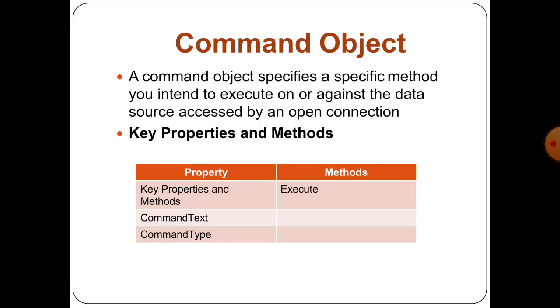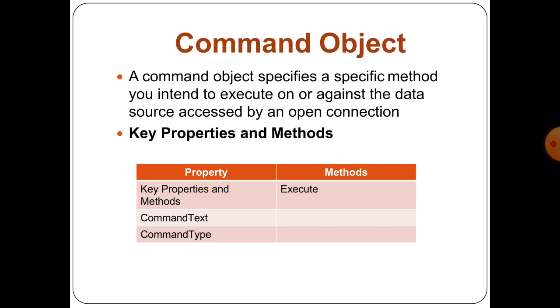The next object is the command object. The command object specifies a specific method to execute against the data source accessed by an open connection. By using the connection object, we will know the connection, and this command object is used to execute on that particular database by using the open connection.